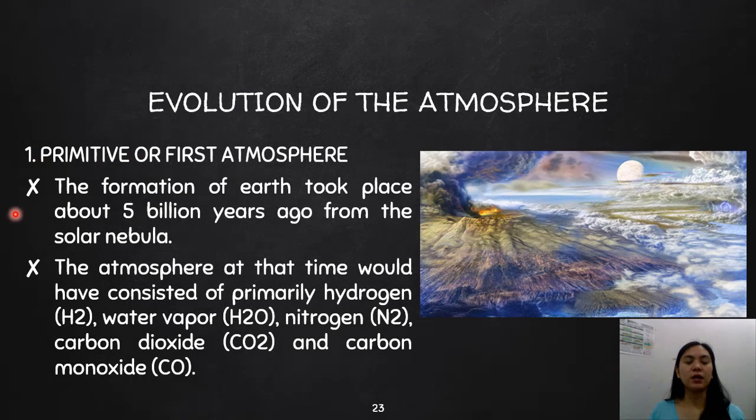Primitive or first atmosphere. So the formation of Earth took place about 5 billion years ago from a solar nebula, according to our Big Bang theory. Now, the atmosphere at that time would have consisted primarily of your hydrogen. Yung mga gases lang po na present sa atmosphere natin during that time. Your hydrogen, your water, of course, in terms of gas, so that's your water vapor, your nitrogen, your carbon dioxide, and of course your carbon monoxide. So ito lang po yung gases na present during that time.